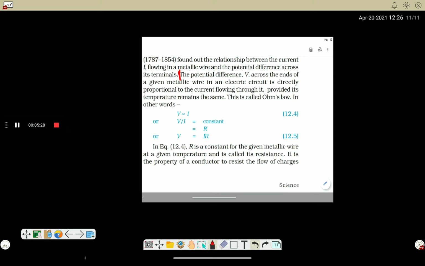Okay, so this is the Ohm's law statement. Question will come, state Ohm's law. So you will write this. First you will write in English, then you will write mathematically. Understood? Okay. So Ohm's law is basically a relation between voltage and current. If you will increase the voltage, current also increases.